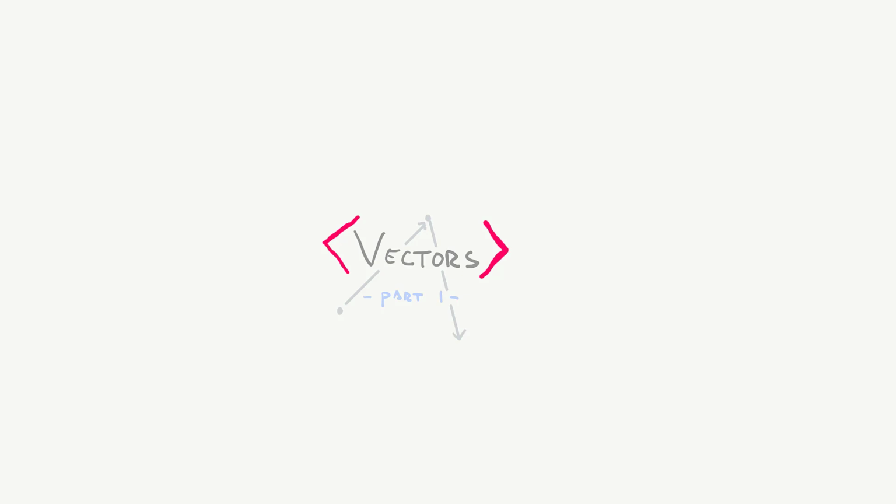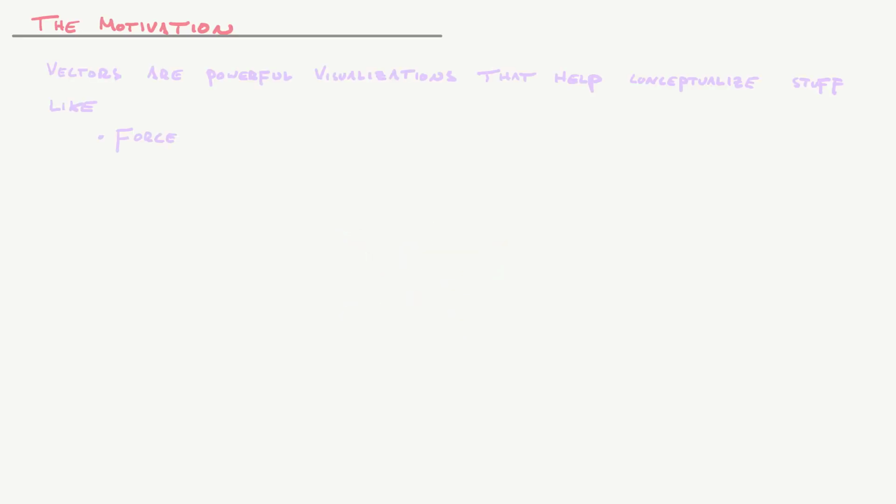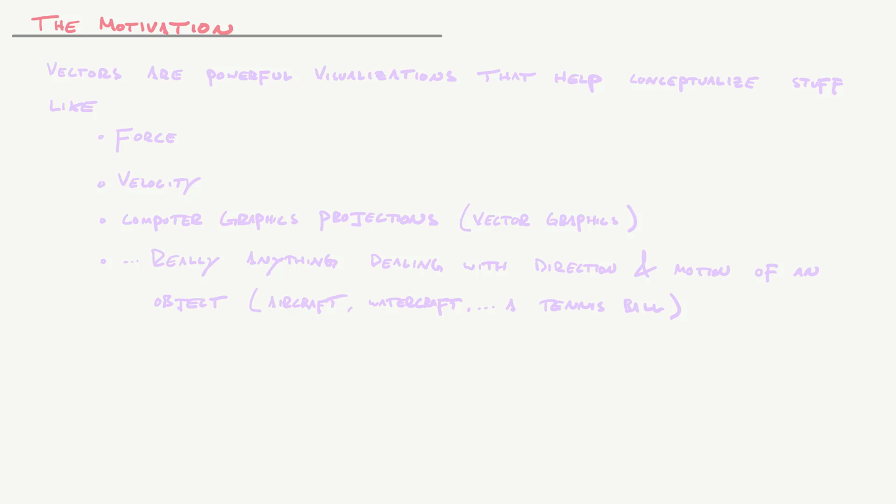Okay. Anyway, the motivation for vectors. So vectors are a powerful visualization that help conceptualize stuff like force, velocity, computer graphic projections, or vector graphics, and really anything dealing with a motion of an object along with its direction. So the examples we're going to be talking about today mostly involve aircraft, but you could do this for boats, right? Watercraft, anything with motion and a direction. So like a tennis ball is another example.